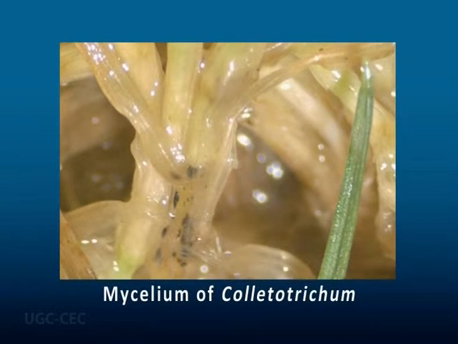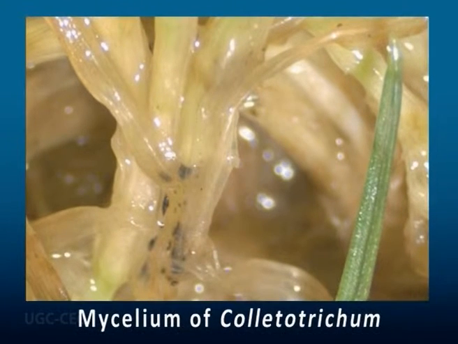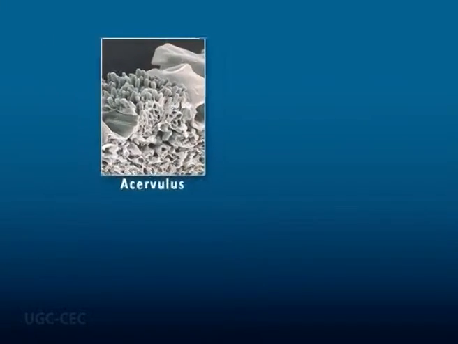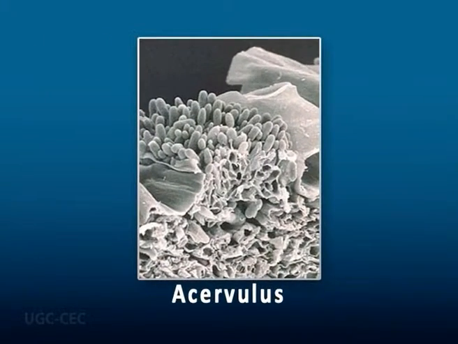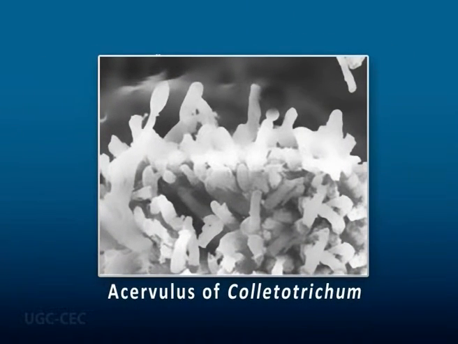Mycelium of Colletotrichum species is internal and septate. It grows inter as well as intracellularly. Conidiophores arise from the reproductive structures called acervulus and give rise to conidia to continue the life cycle asexually.